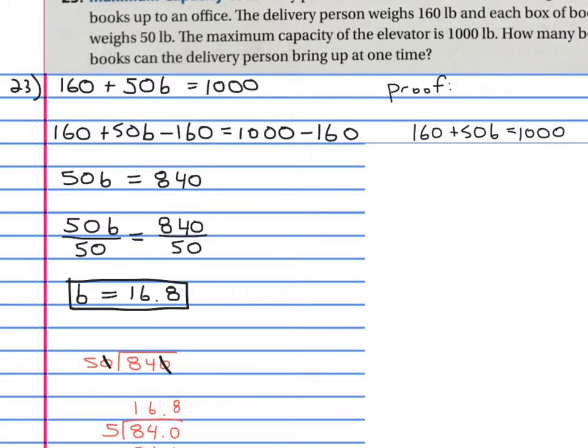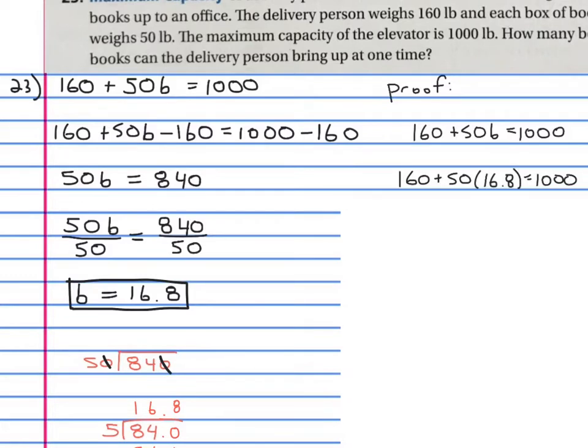Right, and the original equation that we wrote was 160, the weight of the delivery person, plus 50 times B, the weight of the B number of boxes of books, and that can equal 1,000. So what do we do? Well, we're going to do a proof. So what we do for a proof is we just substitute in the value.